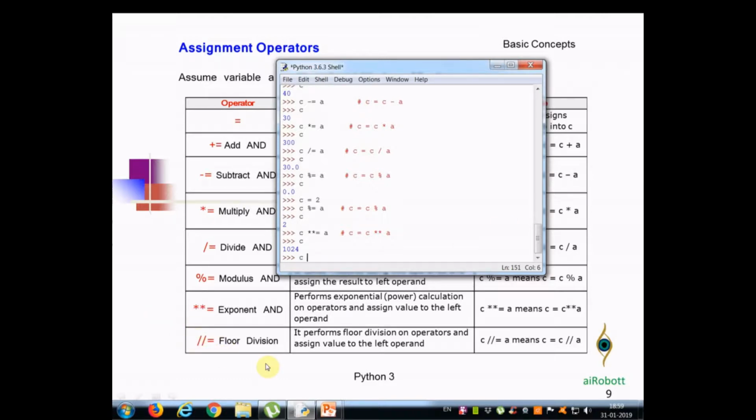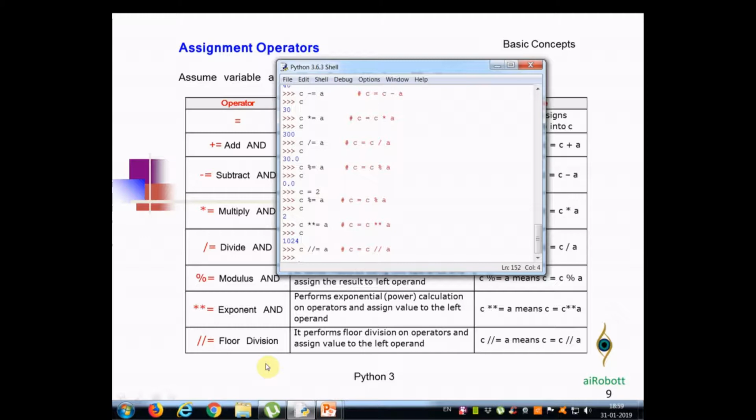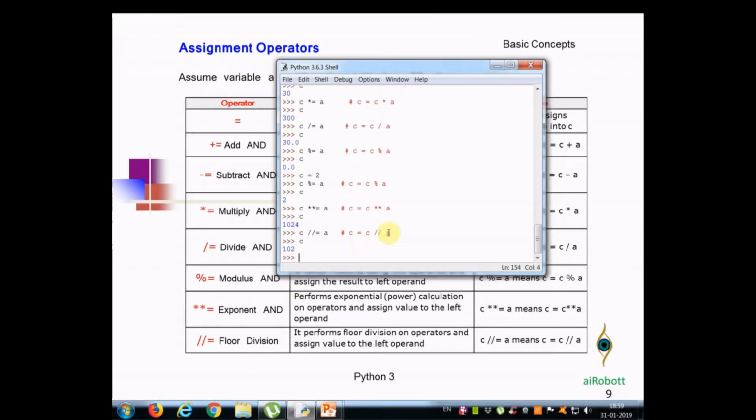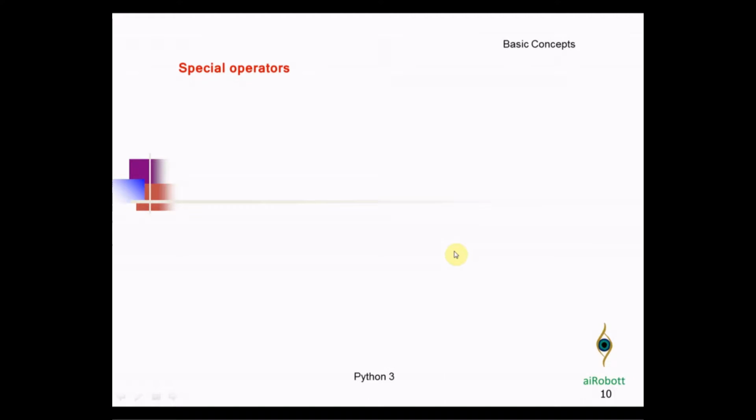Take floor division and this one. C double slash equal to A. The interpreter assumes C equal to C floor division of A. Here it returns the quotient only. Here C is assigned with 1024, A is 10. The 102 is the quotient. Okay. Now we will see special operators.